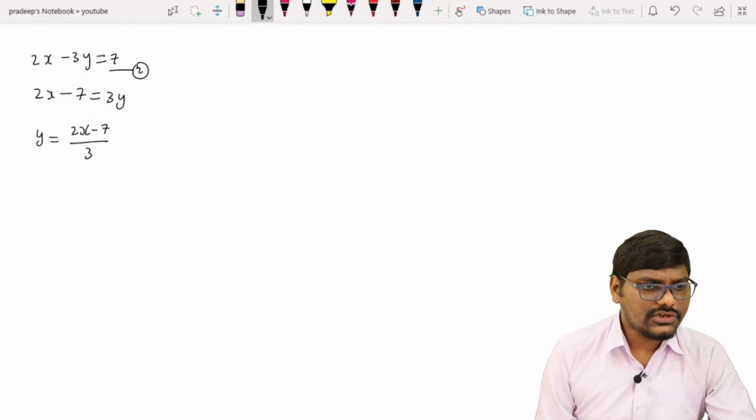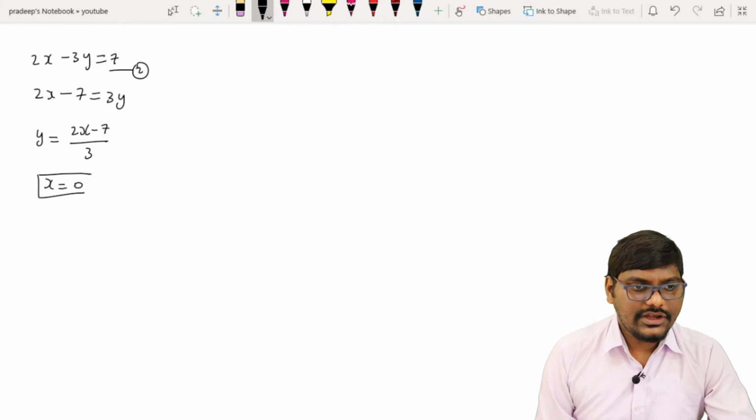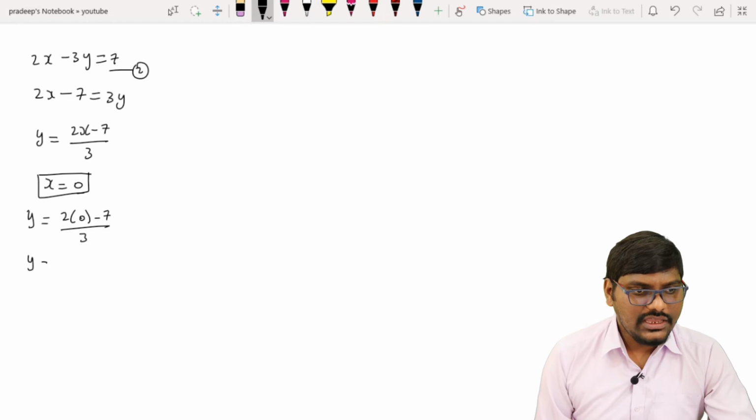Now for this equation, again the same thing: we have to take x equal to 0. When I take x equal to 0, I'll see how much value I get for y. In the place of x, I'll substitute 0. So y is equal to 2 into 0, which is 0, minus 7 by 3. So I got this as minus 7 by 3.